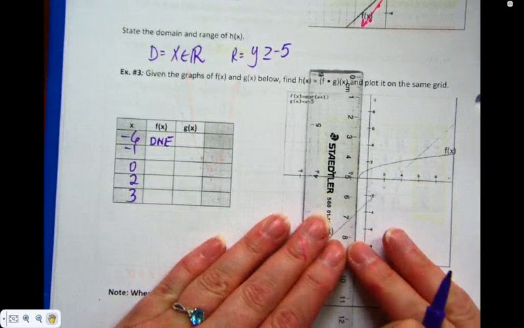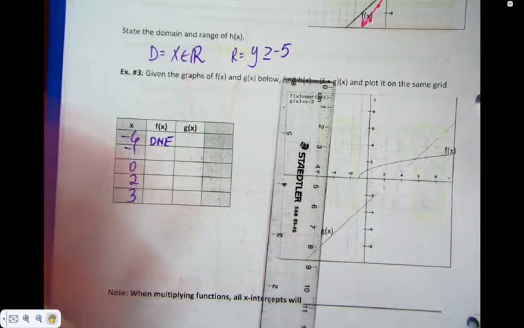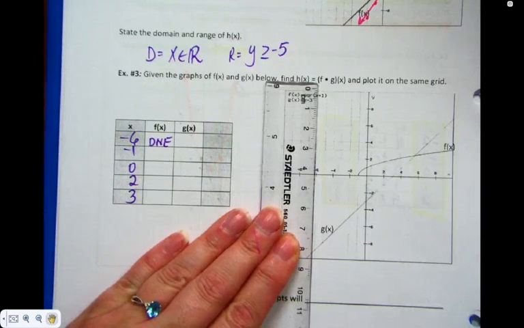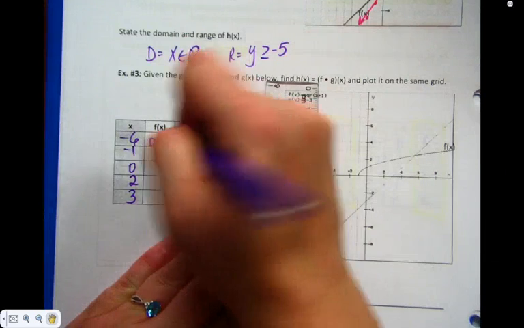What about -1? Oh, I forgot the g of x. Sorry, I got so excited there. -6, we got to get g of x down there. -9, I hear.